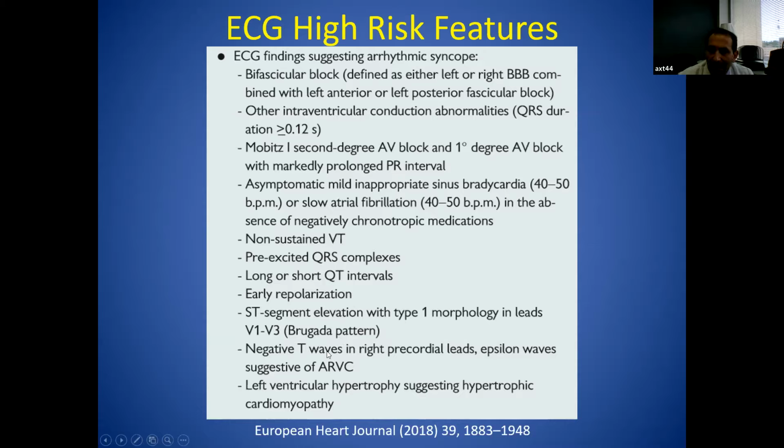If you have negative T waves in the precordial leads and potentially an epsilon wave, that can be suggestive of ARVC, another condition that can cause abrupt syncope, loss of consciousness. If you notice left ventricular hypertrophy on an ECG, that can suggest hypertrophic cardiomyopathy. So these things matter. The EKG matters. And a totally normal EKG is a great prognosticator, right? Normal intervals, narrow QRS, none of these high-risk features, you're good for the most part.